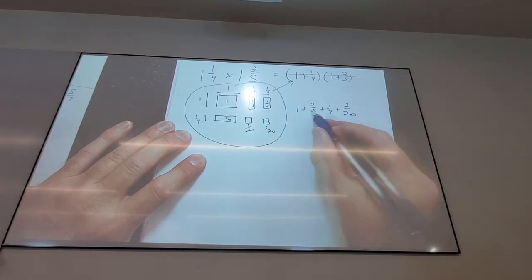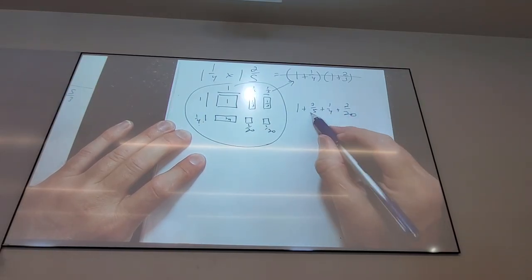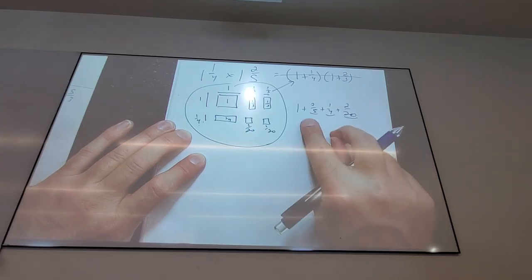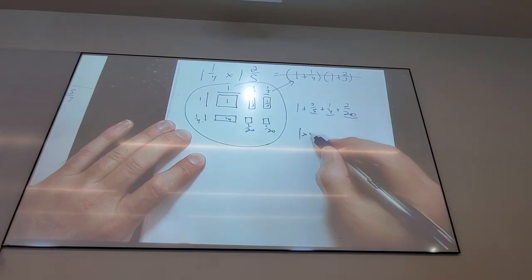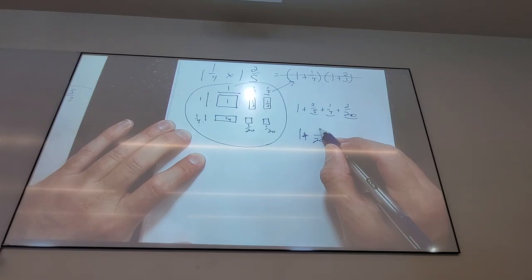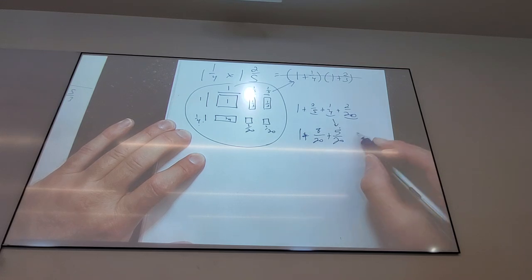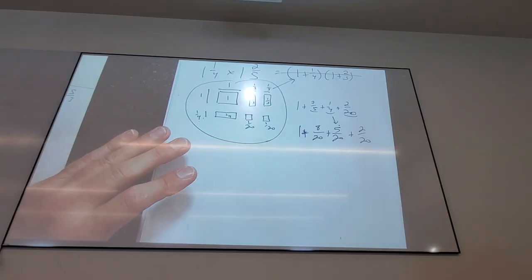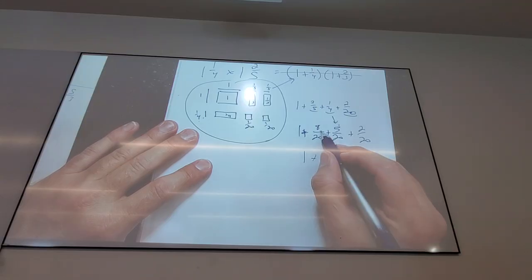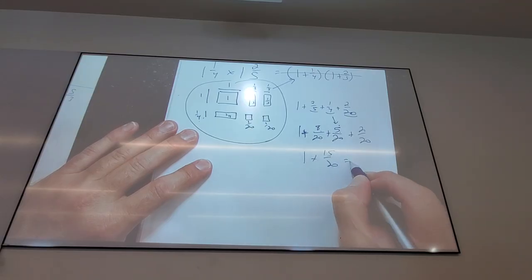So how do I do this? What's the LCD? Very obviously, 20. So this would be 1 plus what 20ths? 8 20ths plus what 20ths? 5. Plus 2 20ths, yes? So this would be 1 plus 15 20ths. So it's 1 and 3/4.